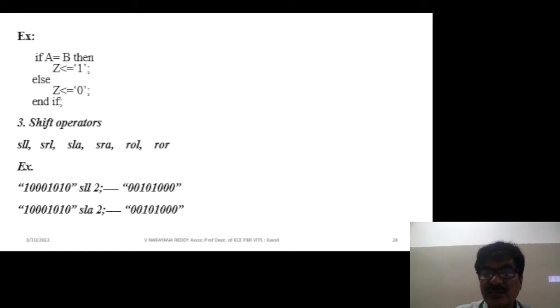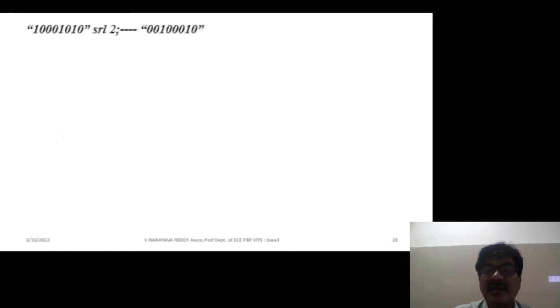Similarly, the next operator is shift right logic by 2. That means the given binary data is moved towards the right hand side direction by 2 positions. In this case, what will happen? The 2 MSB positions will be vacant initially, but they are filled with the binary 0.